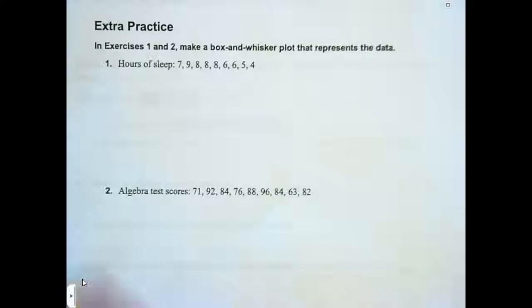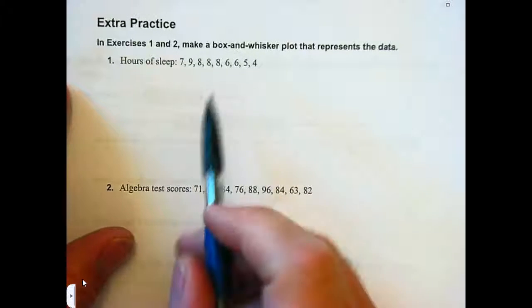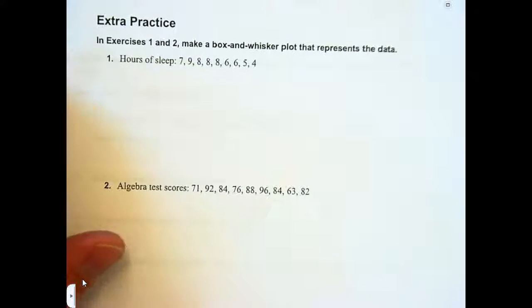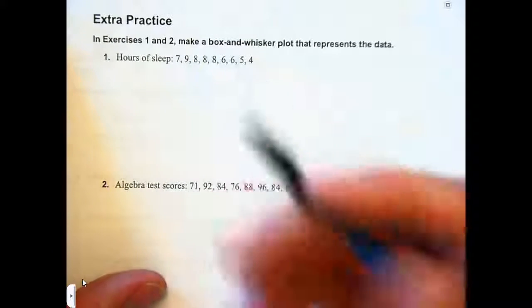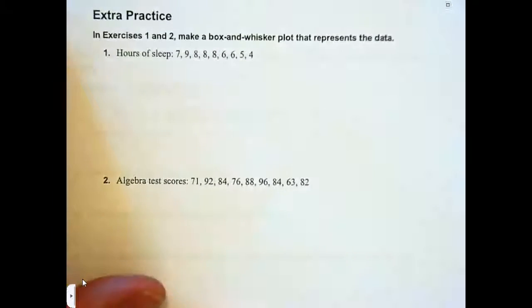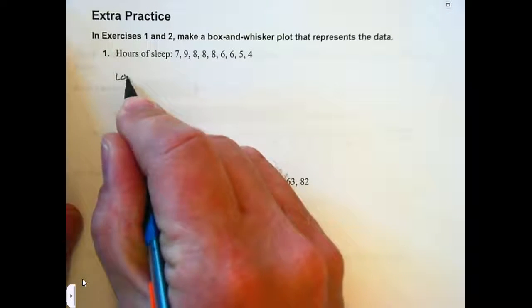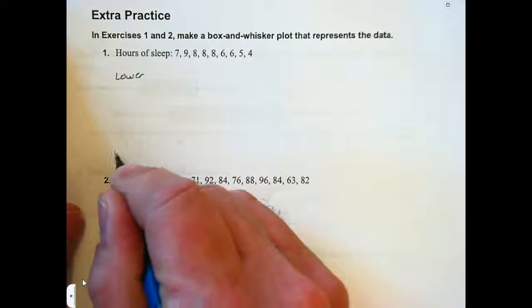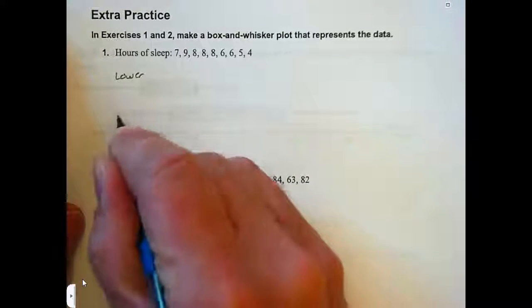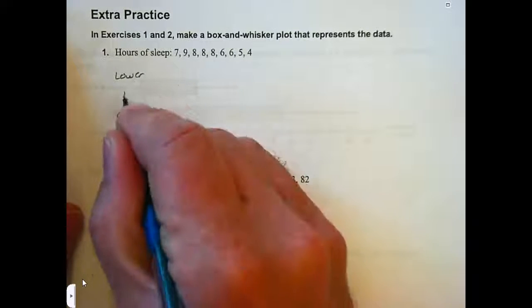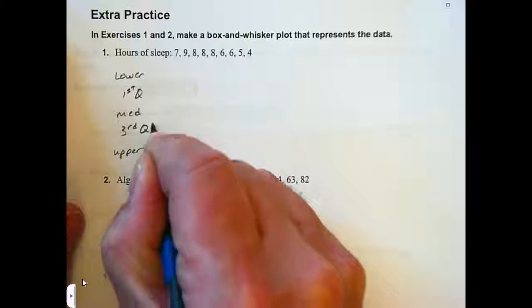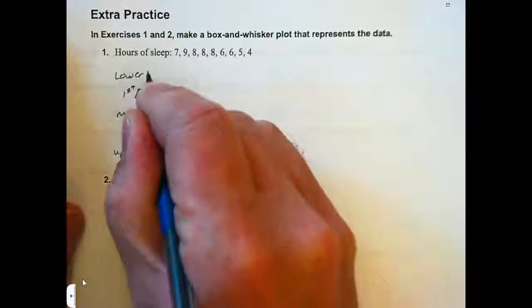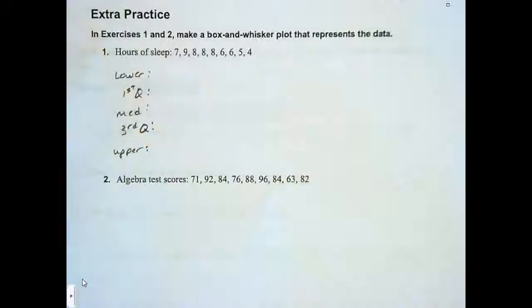All right. Let's go ahead and make a box and whisker plot. So number one, the first thing you need to do from this data is come up with all five of those numbers. Let's come up with our lower, our upper, our median, our first quartile, and our third quartile. Let's hit those five numbers. It helps if you put them in order first. I'll give you that hint.